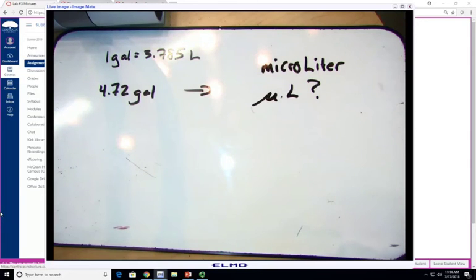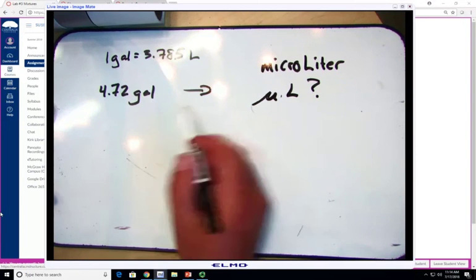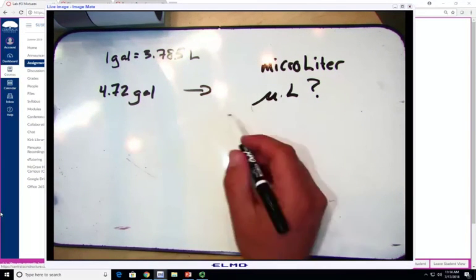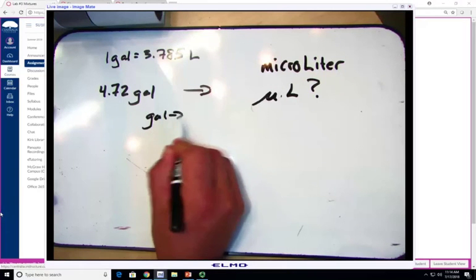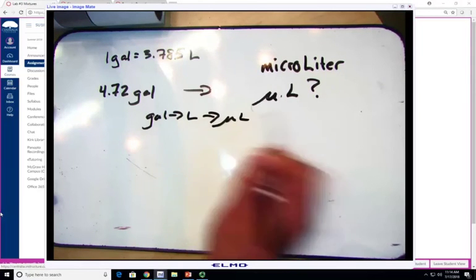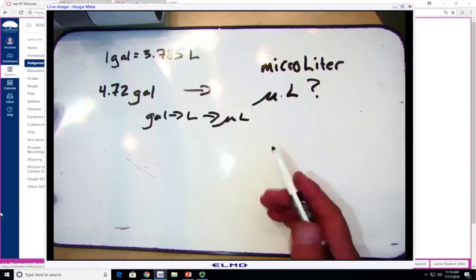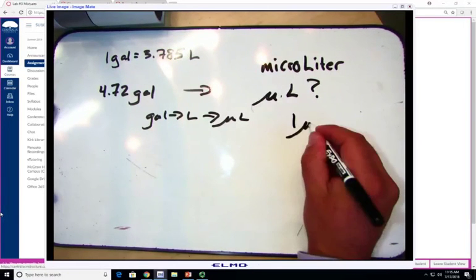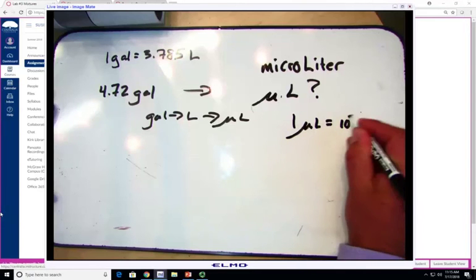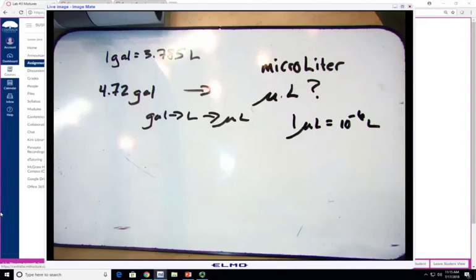If you're still doing that, then write the conversions out that you need. We have our path, right? It's going to go gallon to liter to microliter. So I need a conversion from liter to microliter. I'm going to write right here on the side, 1 microliter equals 10 to the minus 6 liters. Now I'm done. And as long as I do that correctly, everything else is going to work in your table.